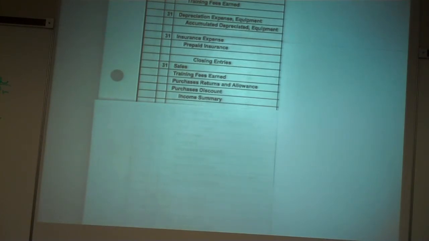Did you put a check mark beside those accounts so that we're sure we're closing everything? It's coming from the worksheet. Can you plug your numbers in? Yes. And then add them up to see what the credit to income summary should be.